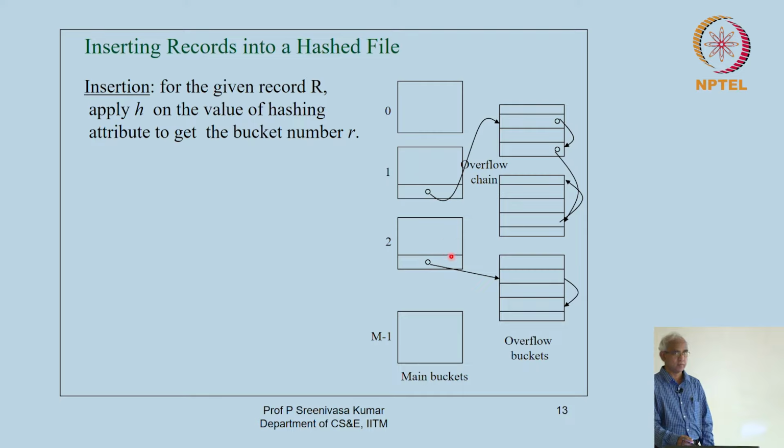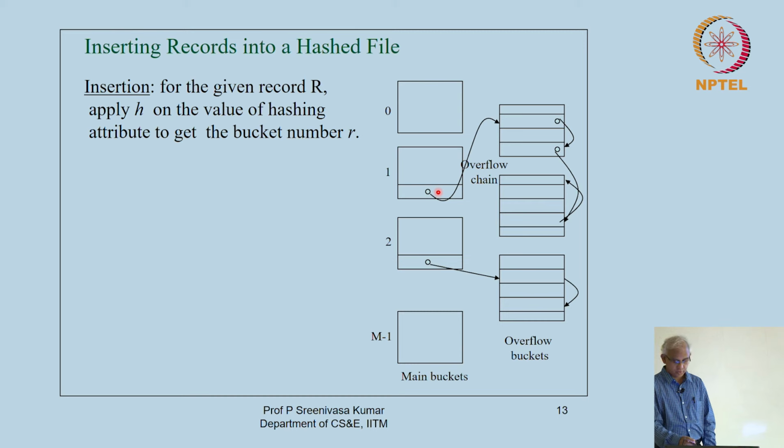This bucket might be full. There is no guarantee that the hashing function actually distributes the records evenly, right? It might be skewed, you don't know. So this bucket might actually be full. If that is the case, then insert the new record into the overflow chain. If there is some space here, if there is a frame where you can insert this data record, well and good, insert it.